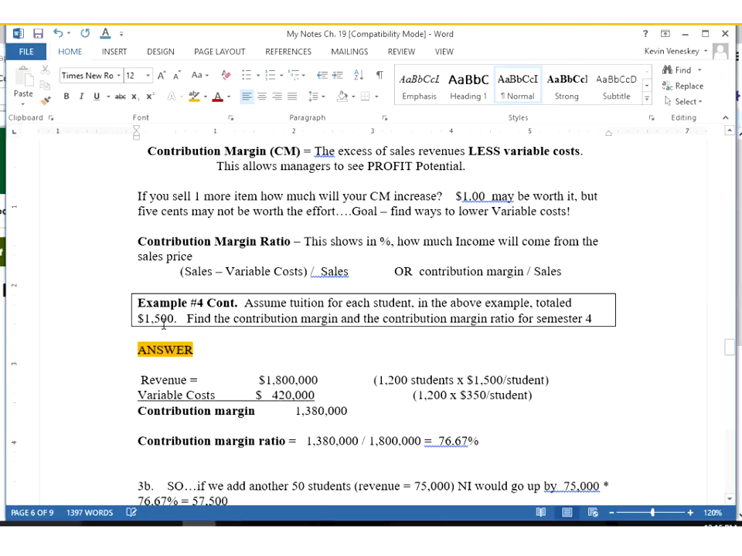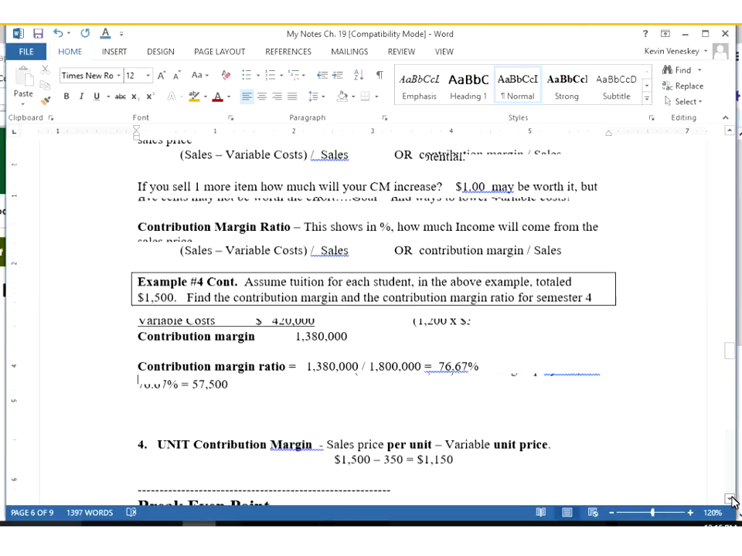So here's my overall answer for this one. The revenue is $1.8 million if I have $1,500 coming in per student. And remember, there were 1,200 students. So 1,200 students at $1,500 apiece, $1.8 million. Variable costs are only $350 a student times the 1,200 students. So my contribution margin is $1.38 million, which is good. $1.38 million over the $1.8 million in sales means for every new student, 76% of their money that comes in goes to my profit, which is nice.